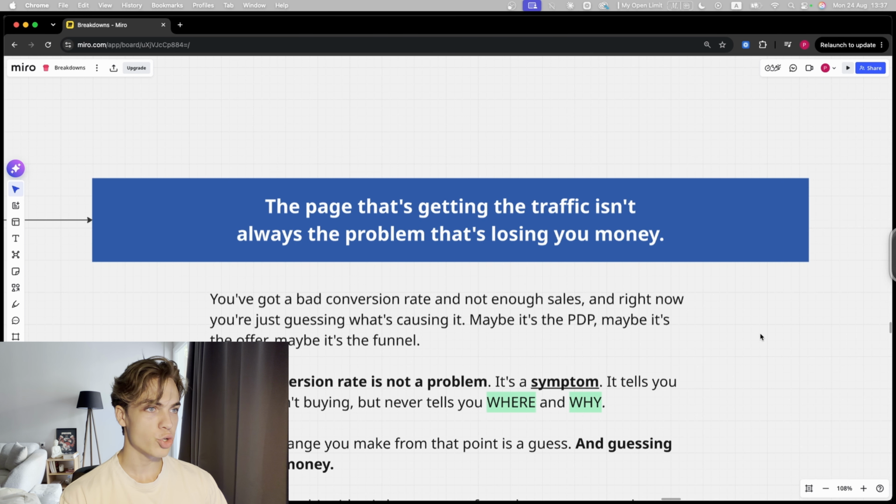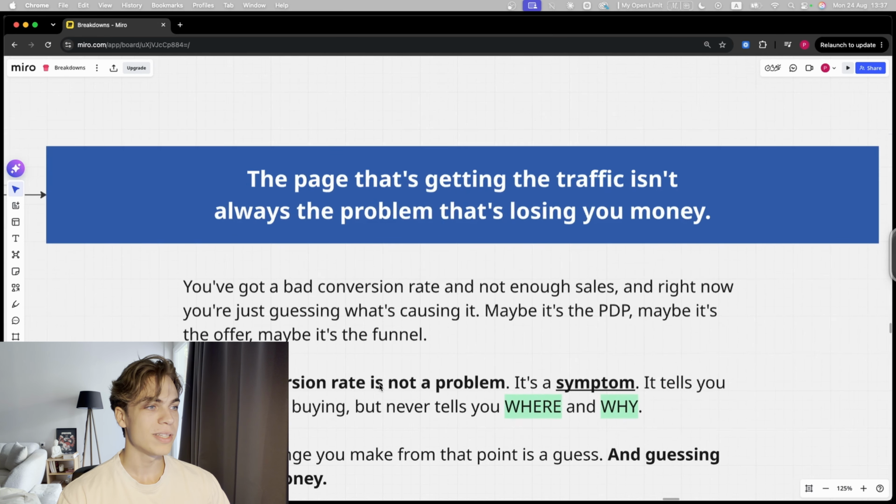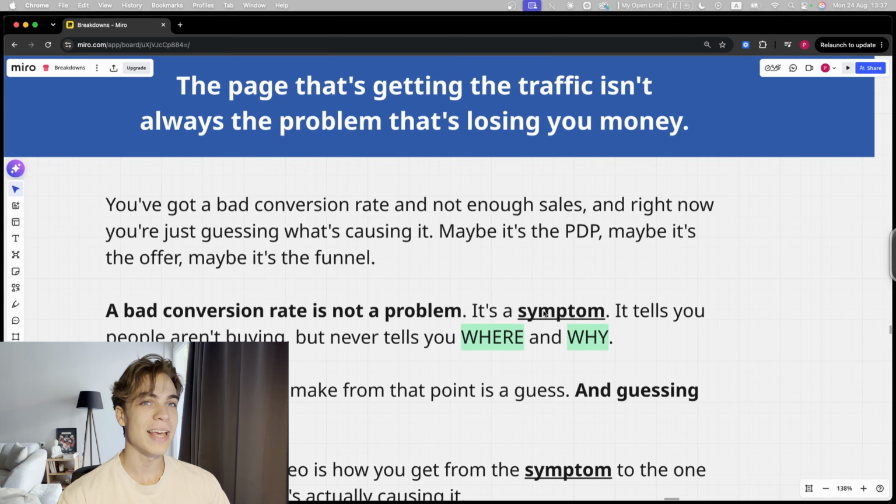The page that's getting the traffic isn't always the problem that is losing you money. So you've probably got a bad conversion rate and not enough sales, and right now you are just guessing what is causing this lack of sales, right? As I said, it could be the product details page, the offer, maybe even the whole funnel. But a bad conversion rate basically isn't a problem. It is a symptom. And I want you to remember that it is a symptom, right?